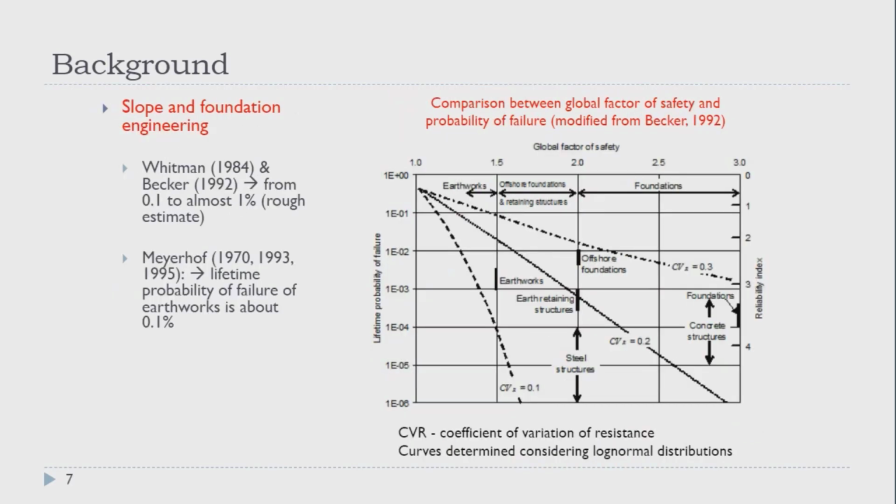I have here another example. This figure shows typical probabilities of failure. This one is from Becker, 1992. It shows these typical probability of failure values and how they compare against our typical design factors of safety for multiple structures.